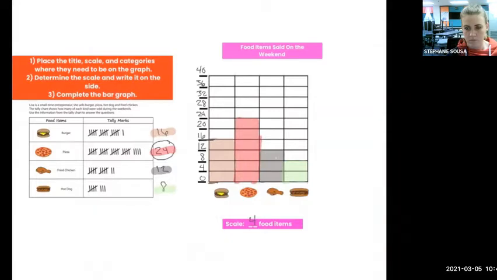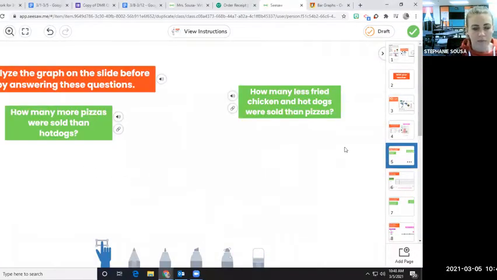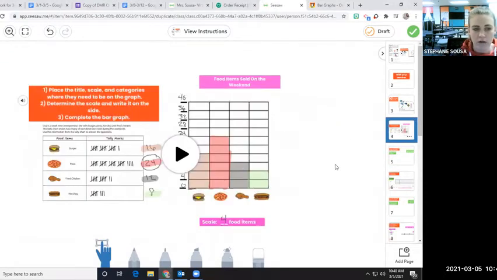Now I'm ready to go to the next slide and answer some how many more and how many less questions. All right. Let's take a look at completing these questions with the graph that Ms. Sharp has just completed for us. So we see this graph here. We have our data set and our frequency chart here. We've translated it into that bar graph.